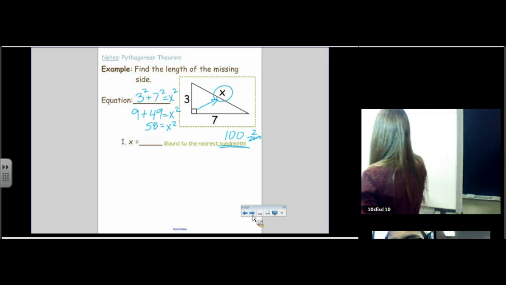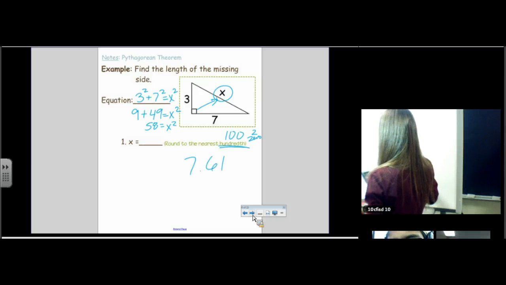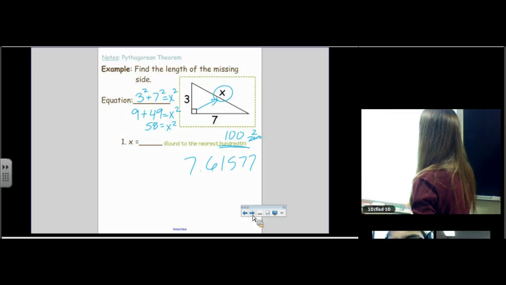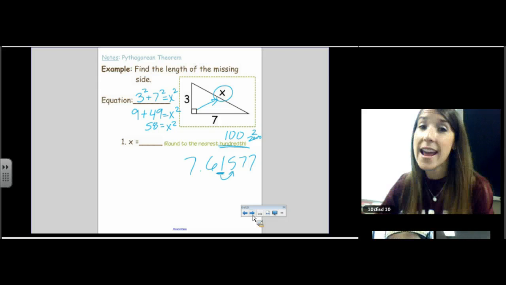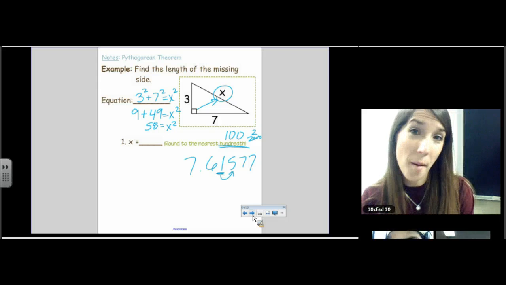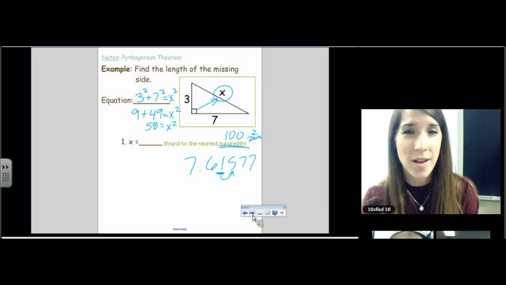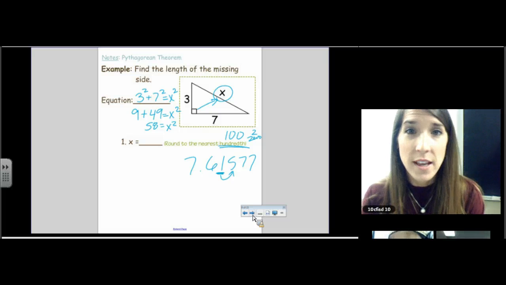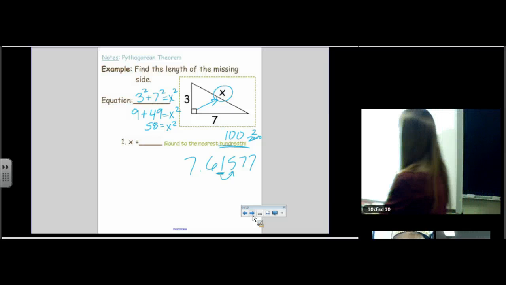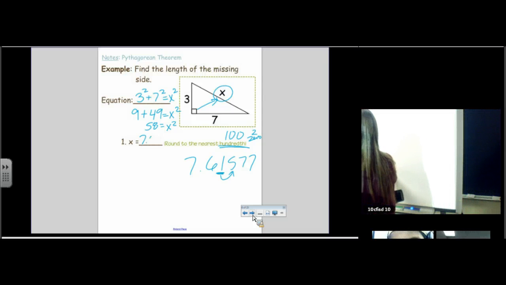So you get 7.61577. And you look at the second one and you consult your neighbor. Hey neighbor, am I supposed to say the same or bump up? And your neighbor says, yeah, bump up. Because 5 and above bumps and 4 and below stays the same. So it would be 7.62.